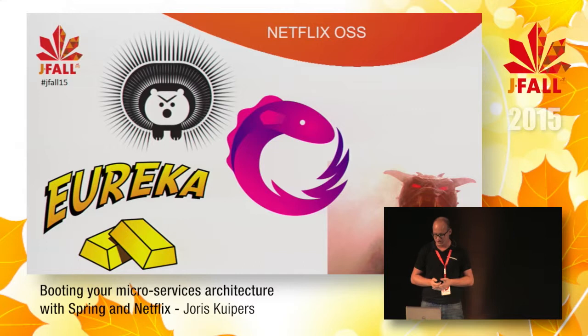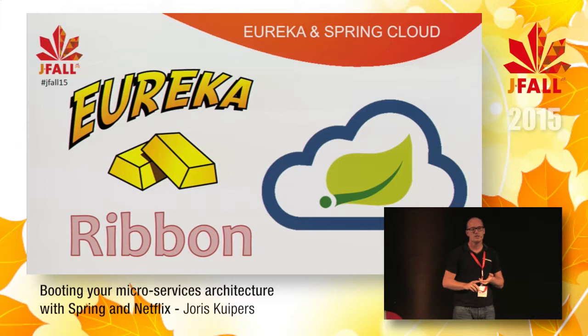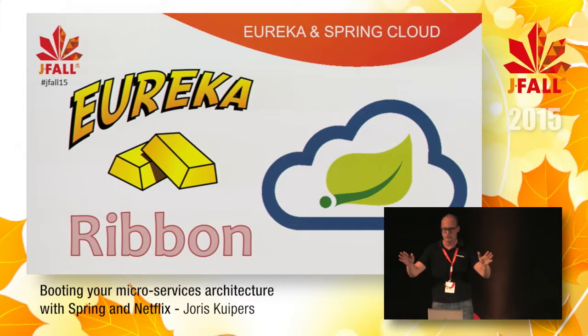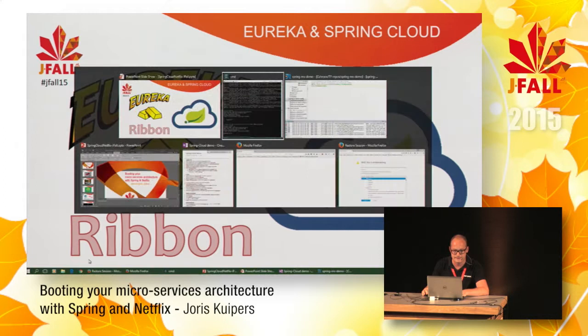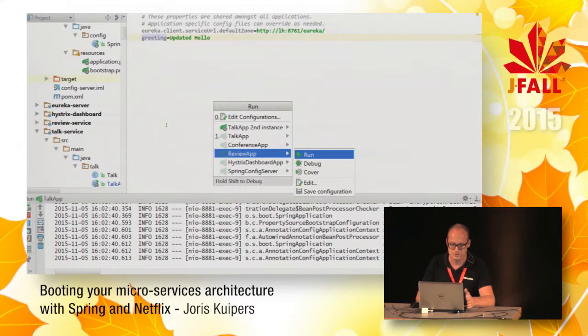I would first like to do a small demo on Eureka together with another project without a logo from Netflix called Ribbon. So these two are about service discovery and accessing services based on what you can actually find in such a registry. So for that, I'm going to leave my talk service running. I have another service, a microservice called the Review Service. It basically serves up reviews for talks. I'm not going to show it because it's basically the same thing as the talk service, but then for reviews, like Uber for reviews. So let me just start it up.